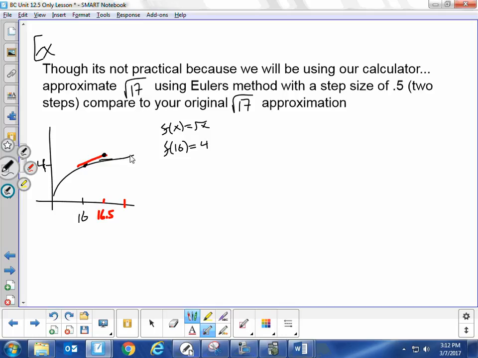Man, draw a straight line. Sure, whatever. Okay?